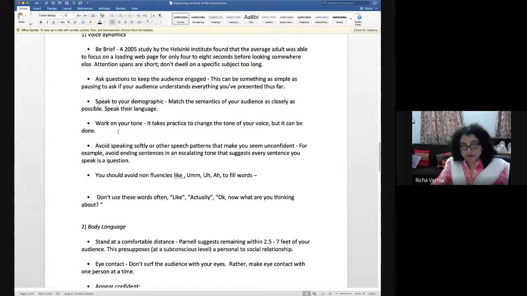वर्क ऑन योर टोन. That means the style and tone of speaking has to match with the expression, the hand gestures and the movement of your body. Like your expression should match with your body language. So this is how you have to work on your tone and the style of speaking.